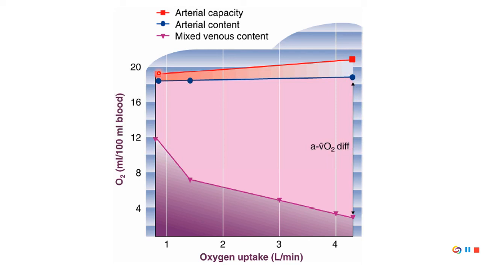But I want you to take a look here at what happens to several variables. We've got arterial capacity, which is the red line, arterial content, which is the blue line, and the mixed venous content is this purple line, and the difference between the blue line and the purple line is our AVO2 difference. Capacity is just how much oxygen we could hold if we were 100% saturated. Content is what we're actually holding. So notice this one increases slightly, content stays relatively constant, and AVO2 difference increases because mixed venous content decreases.